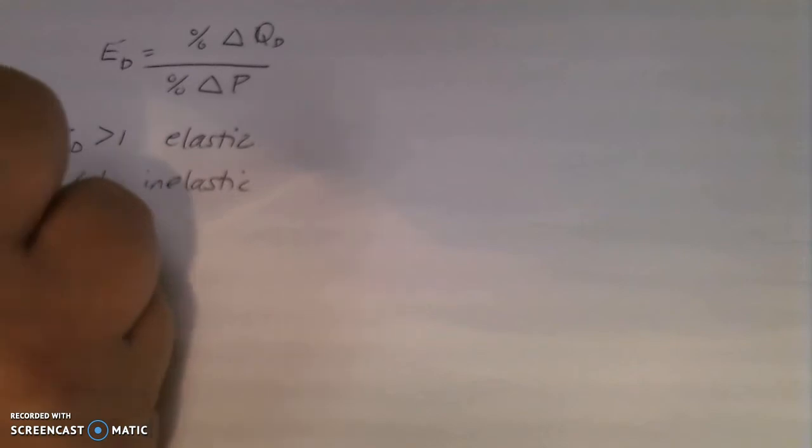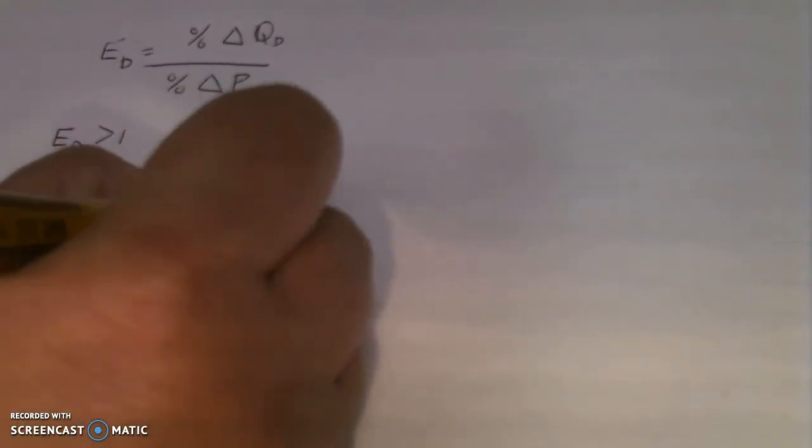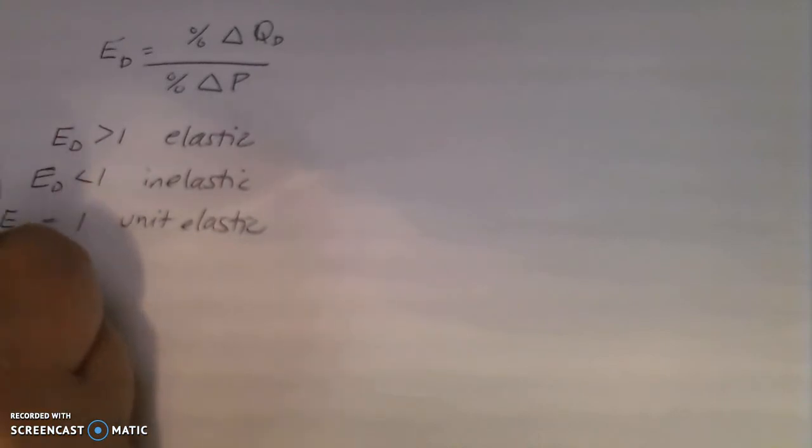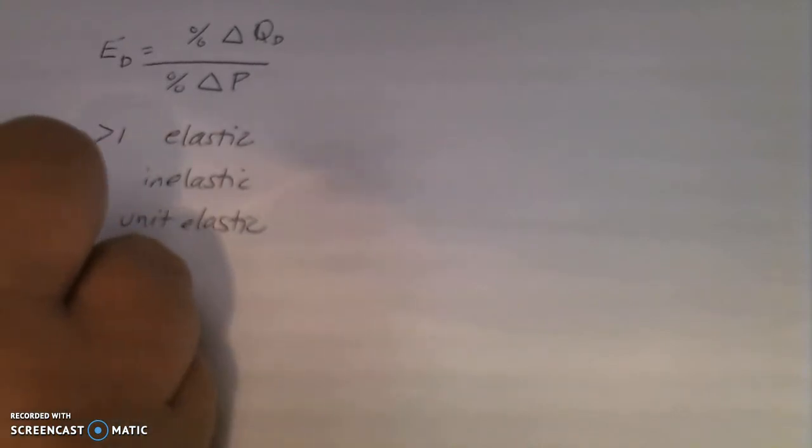is greater than 1, then it is elastic. If elasticity of demand is less than 1, it is inelastic. And if the elasticity of demand is equal to 1, then it is unit elastic. Now, it's important to understand that the signs don't matter, because it will always be negative, because price and quantity move in opposite directions.